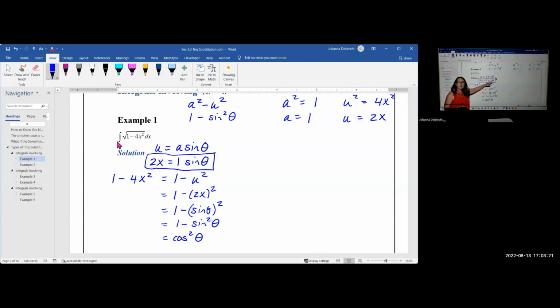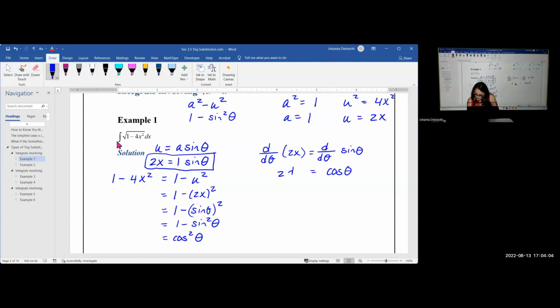So now I want to take this one and I want to replace the differential dx with something in terms of d theta. So I take the derivative of the left side with respect to theta, and I take the derivative of the right side with respect to theta. Now, the derivative of sine theta is easy. That's just cosine theta. And the derivative of 2x with respect to theta is going to be 2 with a d theta on it. And then I'm going to swing this around to the other side.